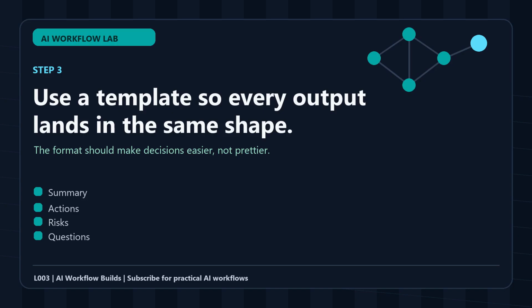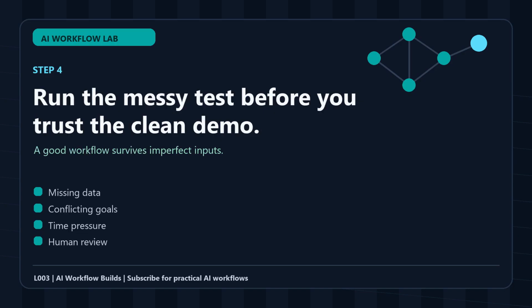Step 4 is the messy test. Clean demos are easy. Real work is not clean. So before you trust this workflow, you should test it with missing data, conflicting goals, and a time limit. For example, give the assistant a rough note, a vague deadline, an incomplete list of constraints, and one priority that competes with another priority. Then ask it to produce the same output template.